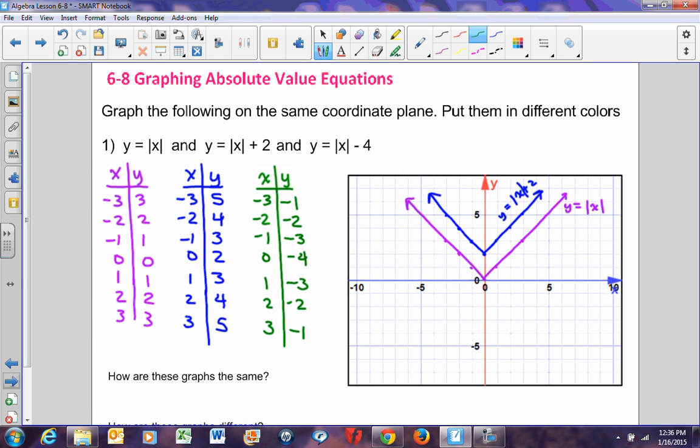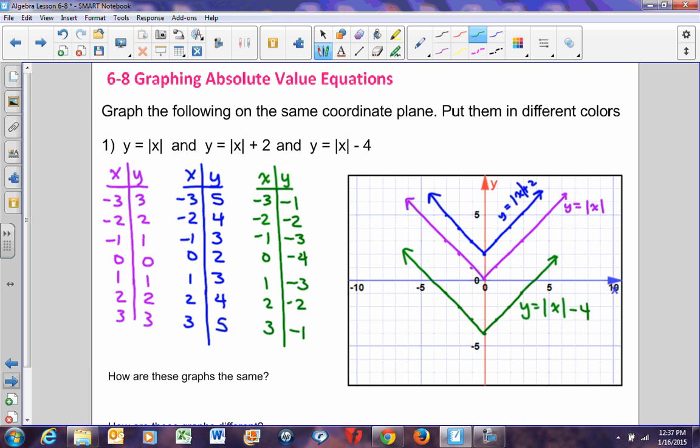And 3 minus 4 is negative 1. If I graph this, I have negative 3, negative 1. That's there. Negative 2, negative 2. Here. Negative 1, negative 3; 0, negative 4; 1, negative 3; 2, negative 2; 3, negative 1. This would be the graph of the function y equals the absolute value of x minus 4. All right, so we've graphed all three graphs on our x and y axis.